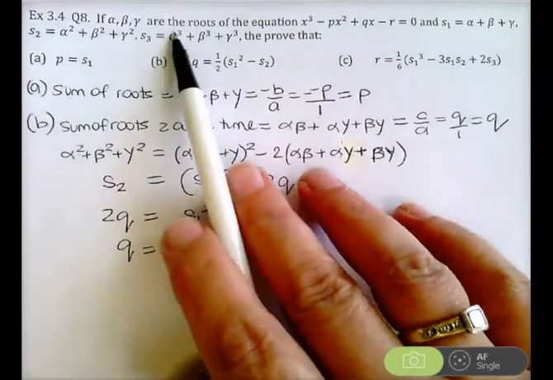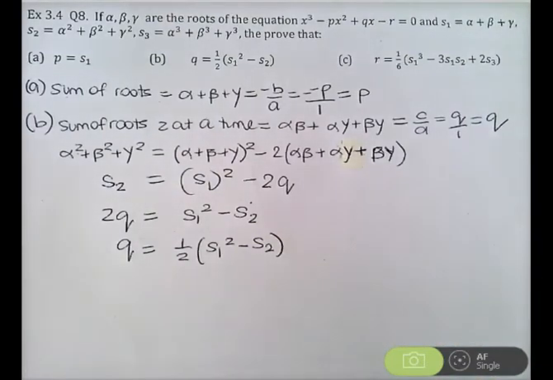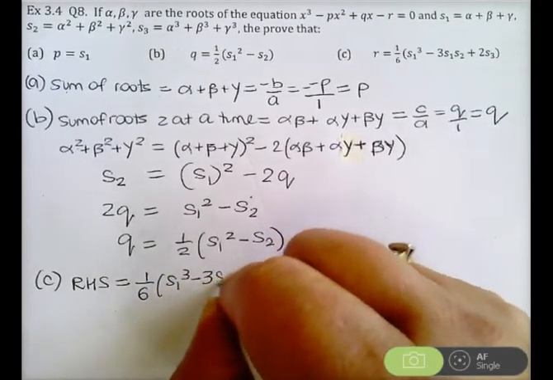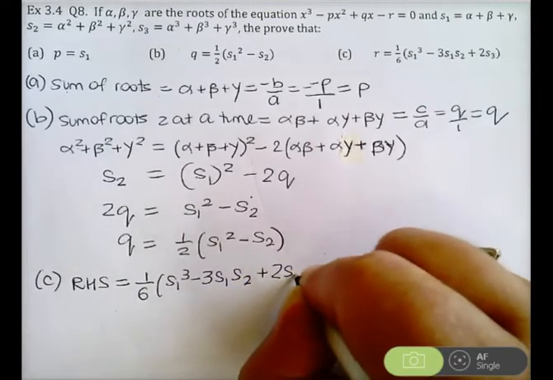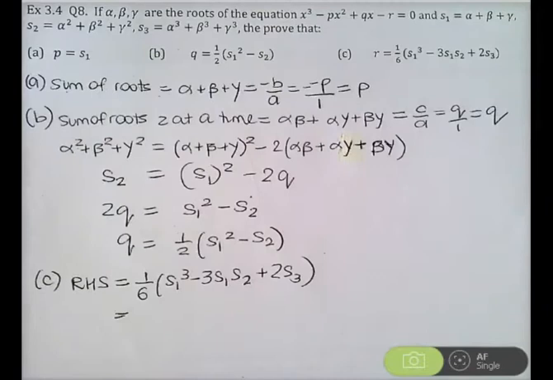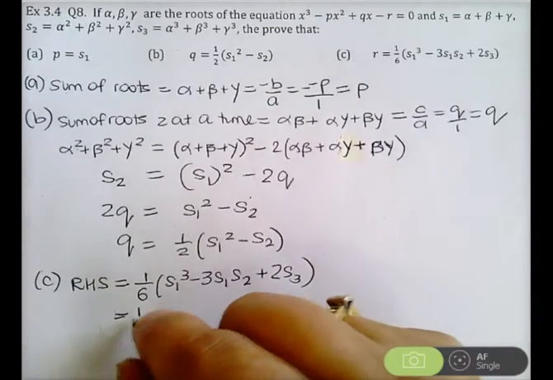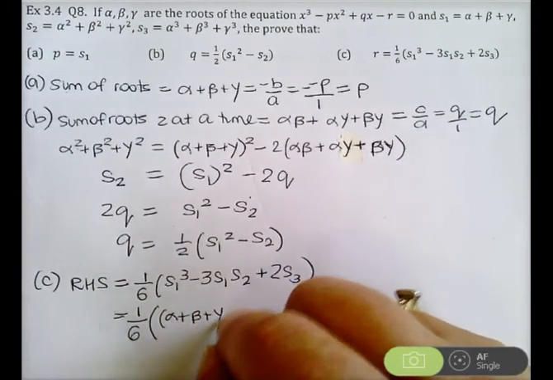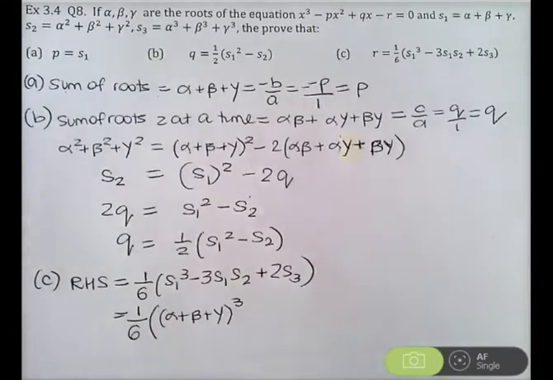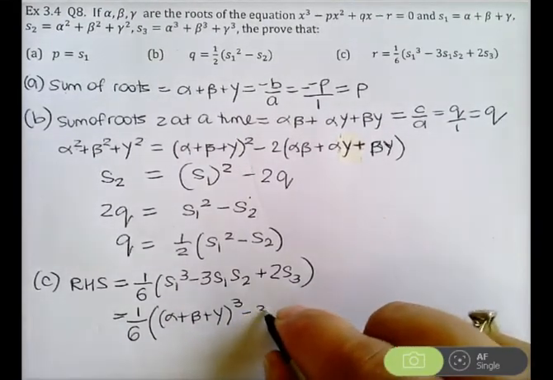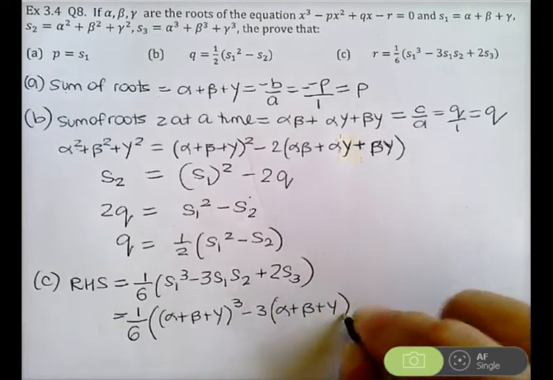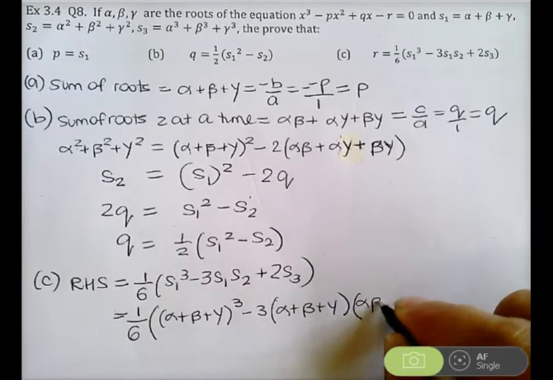Now, I don't want to be playing around with alpha cubed plus beta cubed plus gamma cubed, because the right-hand side is 1/6 of S sub 1 cubed minus 3 S sub 1 S sub 2 plus 2 S sub 3. And we can just substitute everything in and expand, and it is going to be a bit messy. S1, what's that? Oh yeah, alpha plus beta plus gamma cubed. Oh yeah, we're still going to have lots of fun. Minus 3 lots of S1, and S2, alpha beta.